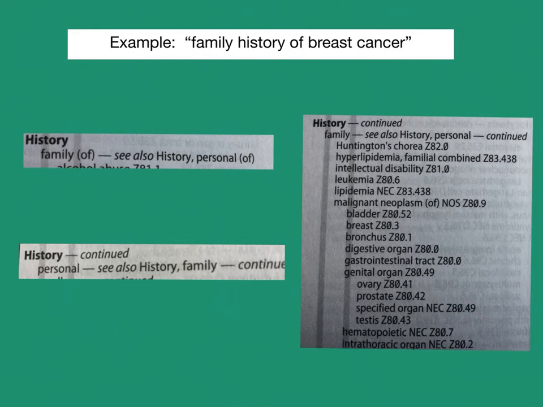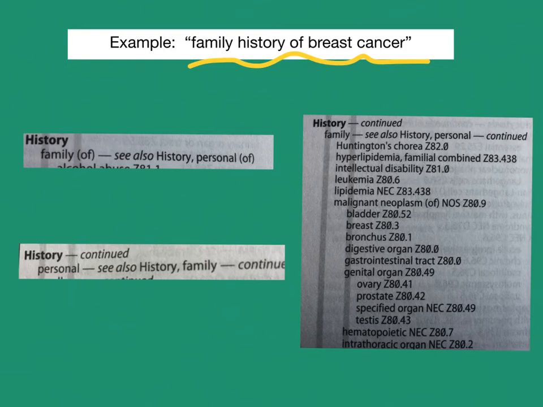Let's take a closer look at two examples of finding Z codes so you can just get a better handle on this concept. Our first example is for the documentation of family history of breast cancer. A Z code would be assigned as this would influence patient care.